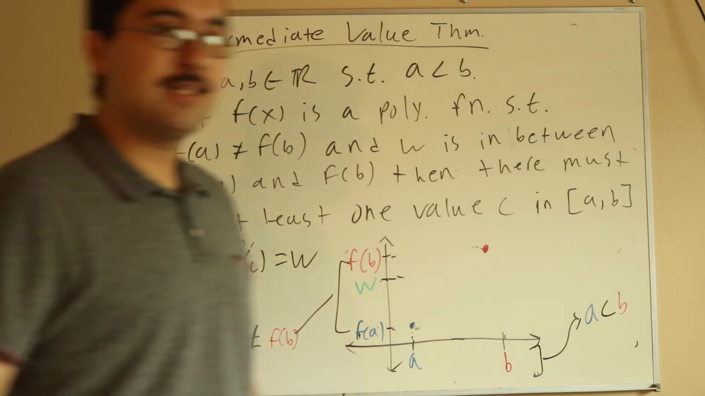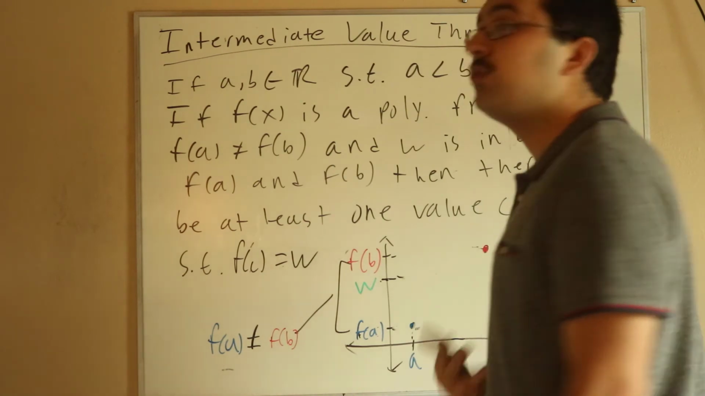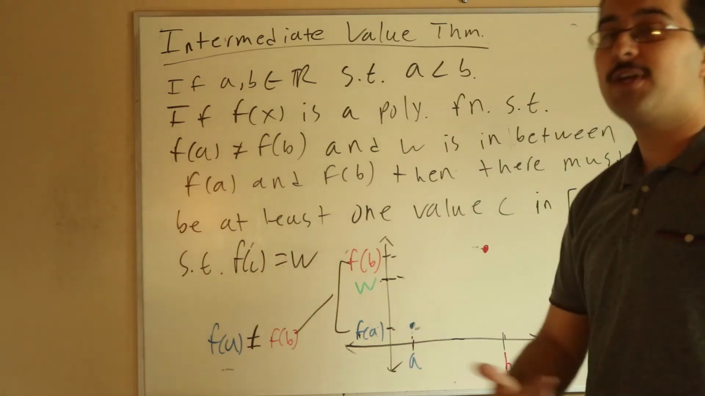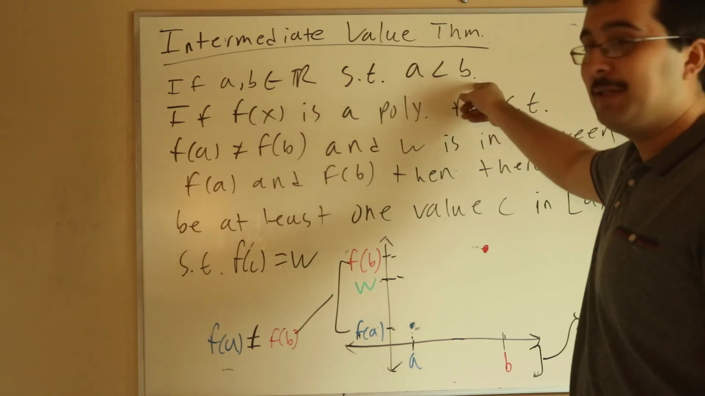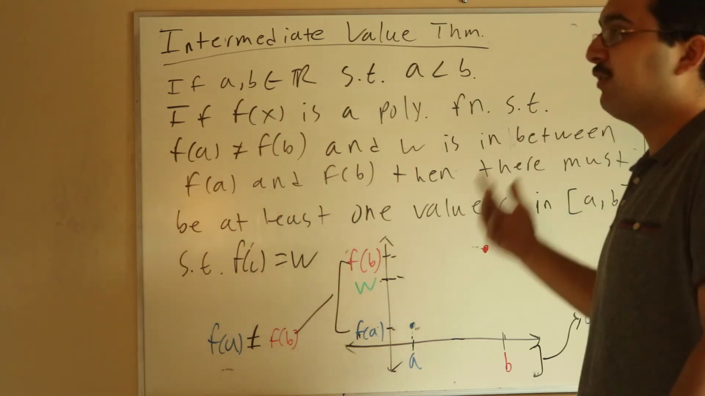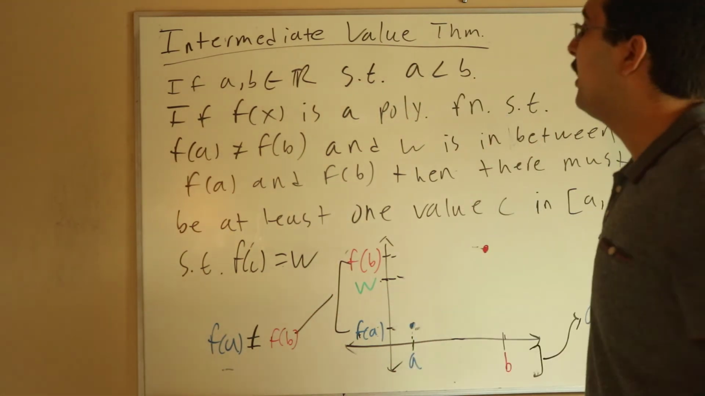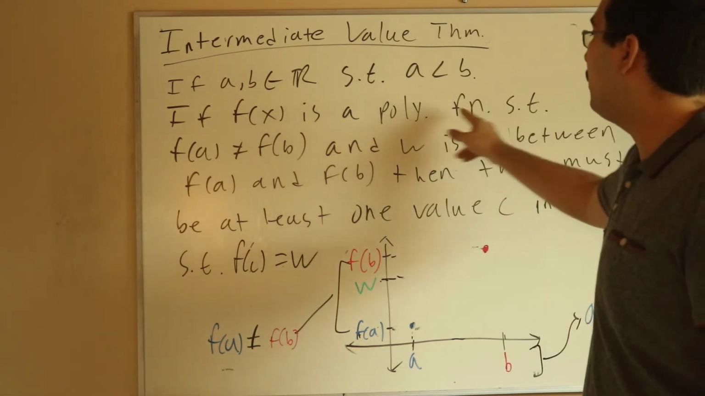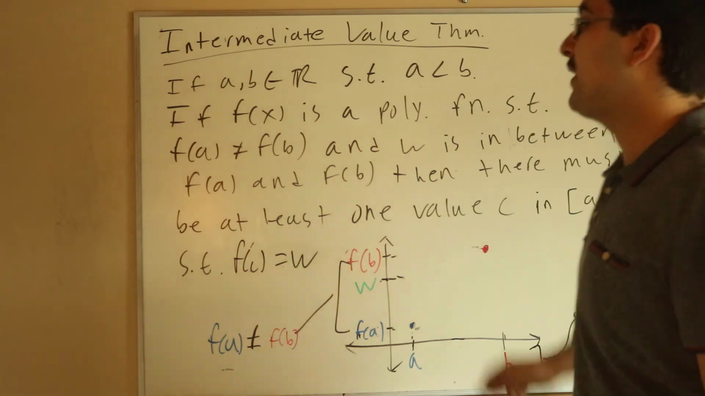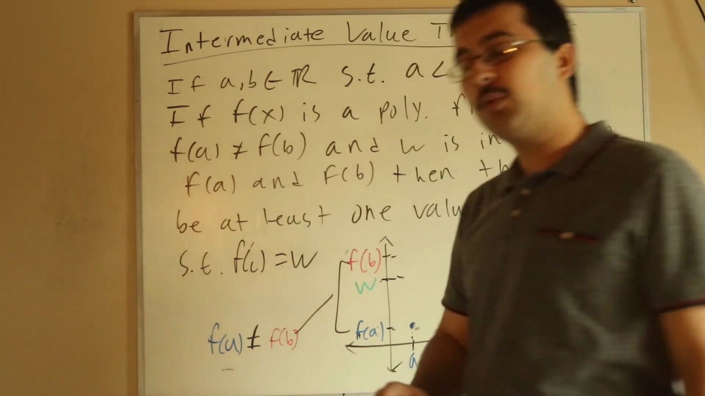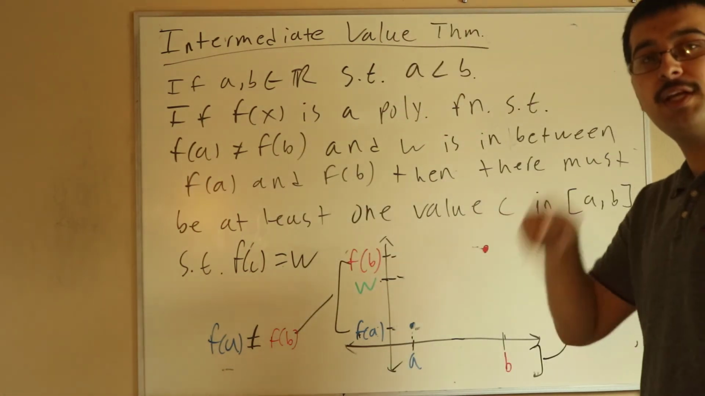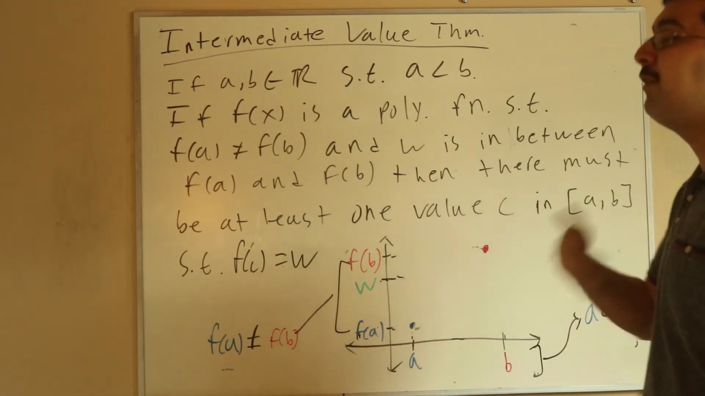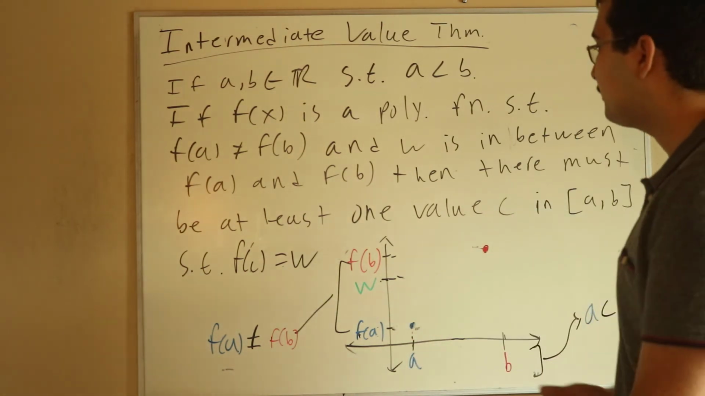The theorem says this. If you have two real numbers, a and b, such that a is less than b, alright? So for example, 1 and 2. Then if you have a function, f of x, and f of x is a polynomial function, such that f of a does not equal f of b. Alright, so when I plug in these two numbers, a and b, what the function outputs don't equal each other.